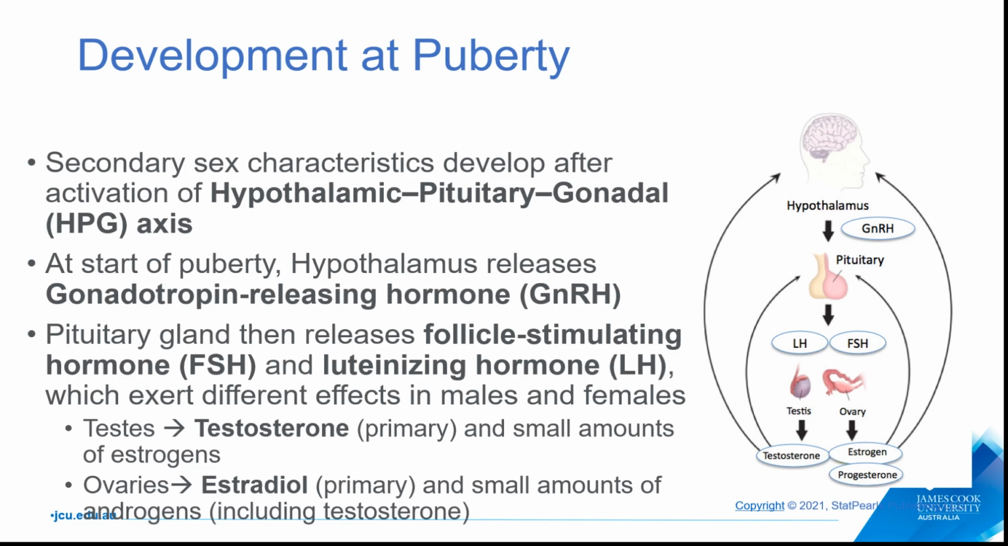So our testes, during this development, will start to secrete testosterone and small amounts of estrogens, right? So guys, we do have estrogens. And ovaries are primarily secreting estradiol, and small amounts of androgens, including testosterone, for ladies. And development and puberty continue.